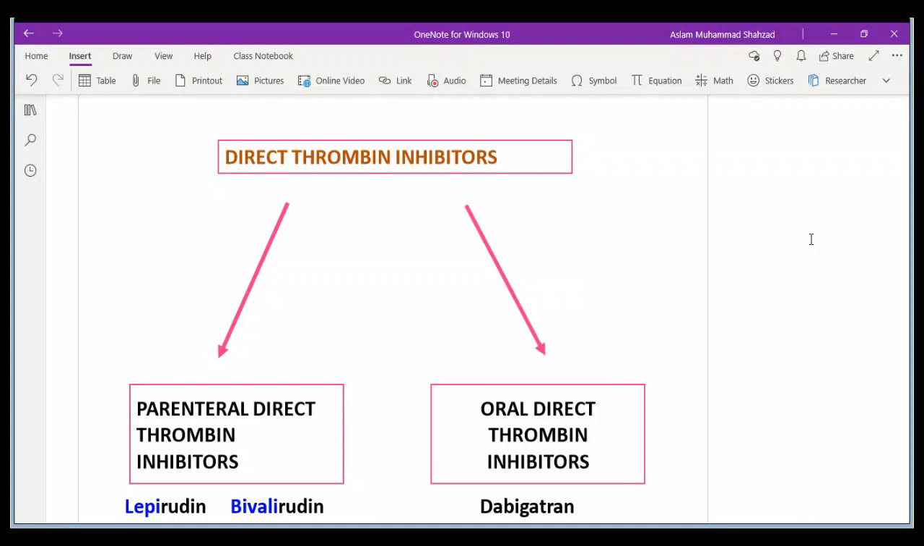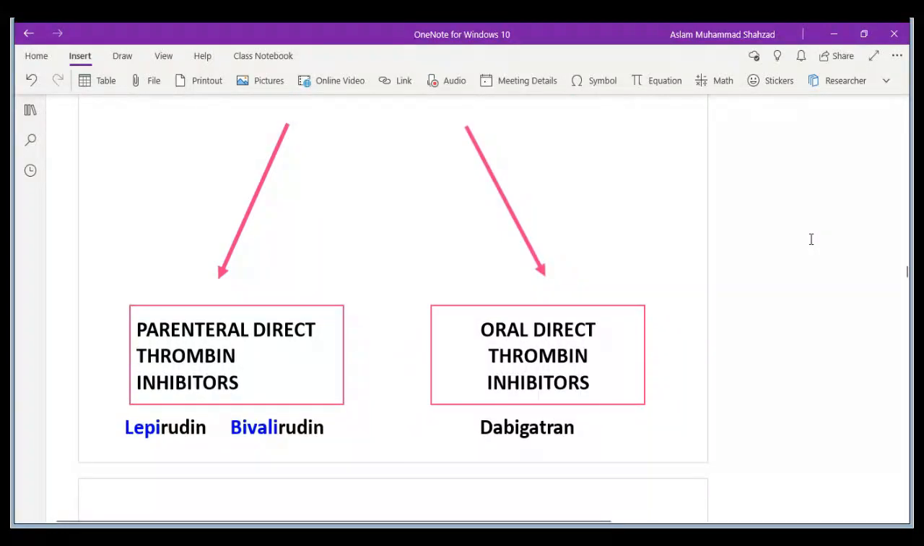They can be further classified into parenteral direct thrombin inhibitors or oral direct thrombin inhibitors. Why do we classify them into two parts? Because we need to know whether the patient requires intravenous or parenteral administration, or whether we can give them oral direct thrombin inhibitors. For parenteral direct thrombin inhibitors we have lepirudin and bivalirudin, whereas for oral direct thrombin inhibitors we have dabigatran.